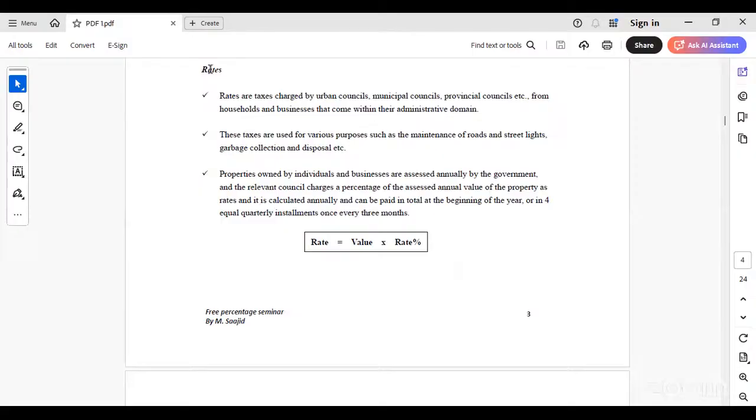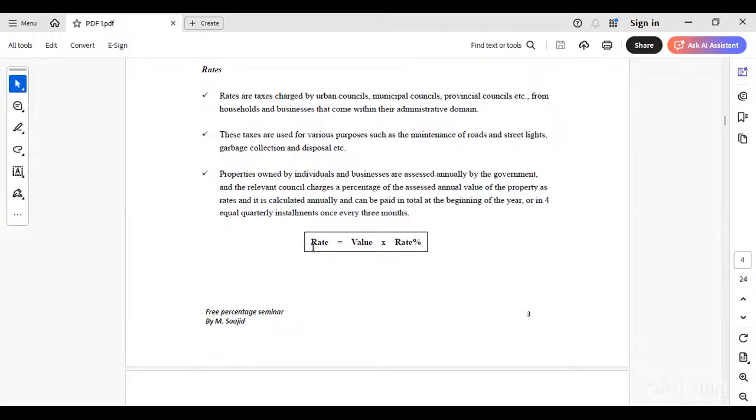Right. Next section, rates. Rates are taxes charged by urban councils, municipal councils and provincial councils from households and businesses that come within their administrative domain. These taxes are used for various purposes, such as maintenance of roads and street lights, garbage collection and disposal, etc. Properties owned by individuals and businesses are assessed annually by the government, and the relevant council charges a percentage of the assessed value of the property as rates. It is calculated annually and can be paid in total at the beginning of the year or in 4 equal quarterly installments, once every 3 months.